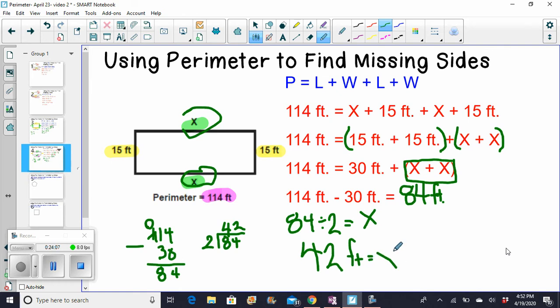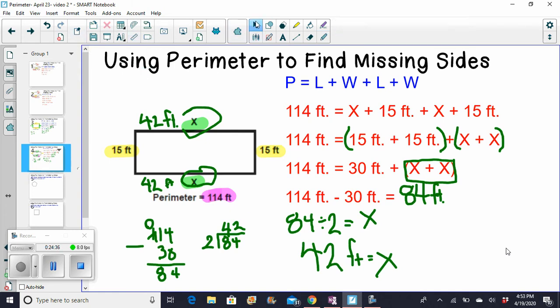So we can go back in now, and we can label this 42. We can label this 42. Oh my goodness, I forgot something important. Feet and feet again. Okay, there we go. The last step would be to go through and re-add those 4 sides up. Do they equal 114? If they do, you have done an amazing job.